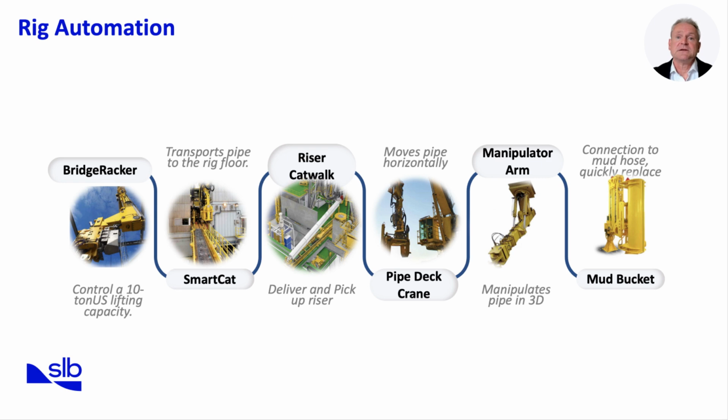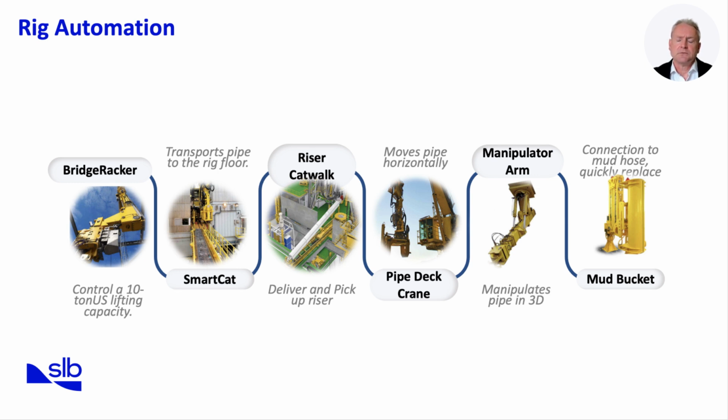Here we illustrate the scope of rig automation hardware. The images show robotic systems like the bridge racker, SmartCat, riser catwalks, pipe deck cranes, and manipulator arms. Each is designed to move heavy tubulars and equipment without direct human involvement.